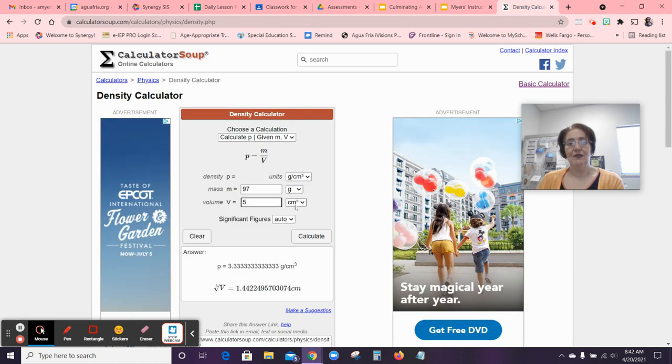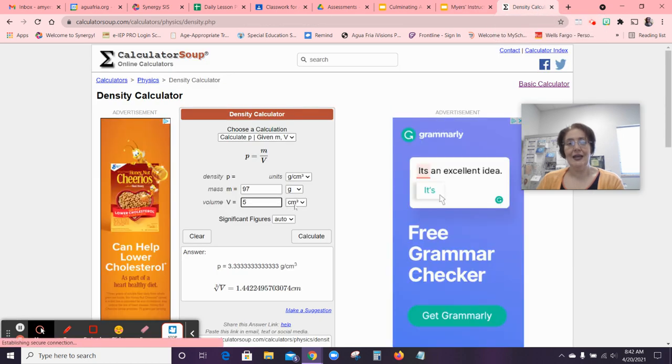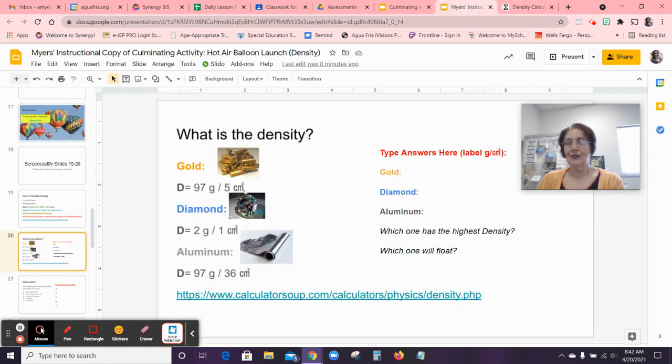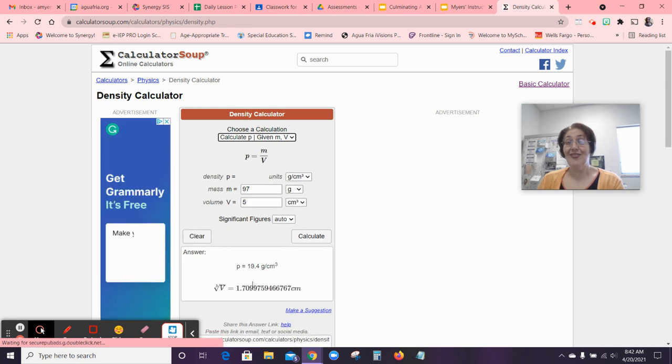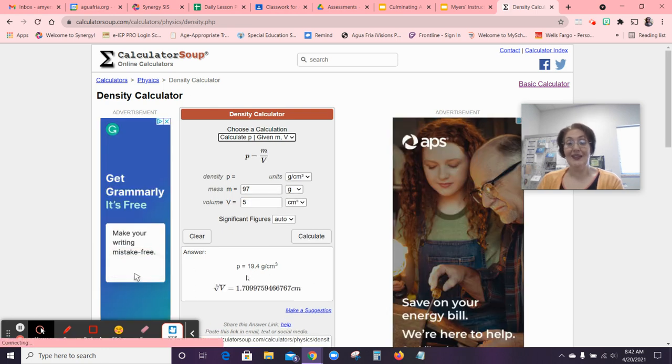And let's make sure that we have the right letters here. CM, the 3 at the top, centimeters cubed. Let's make sure that's correct. Centimeters cubed. There you go. That's correct. All right, now let's go ahead and hit the calculate sign. Ready? Calculate. All right, and this is going to be the density of that gold, 19.4 grams per cubic centimeter.